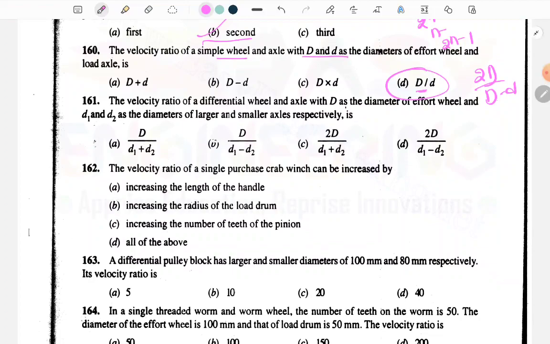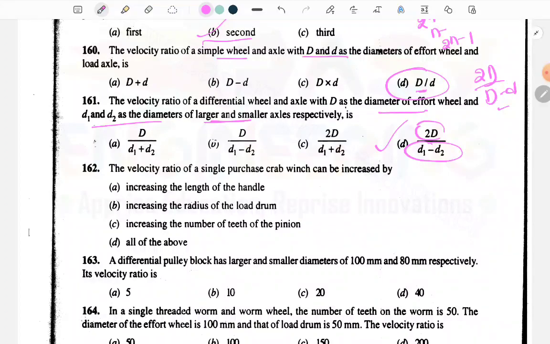Next, the denominator should be the difference, bigger one minus smaller one. So here the diameter of the effort wheel and d1, d2 are the diameters of the larger and smaller. So for larger and smaller, the denominator should be the difference between the larger and smaller, and 2D will be in the numerator. So this is the velocity ratio.